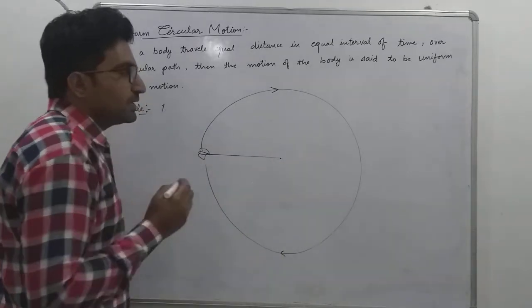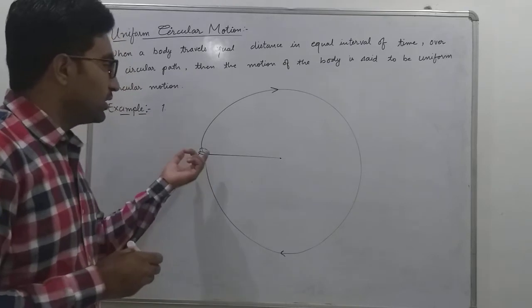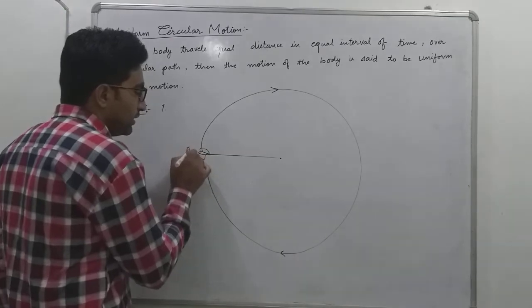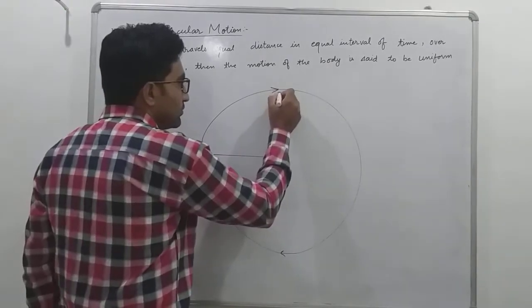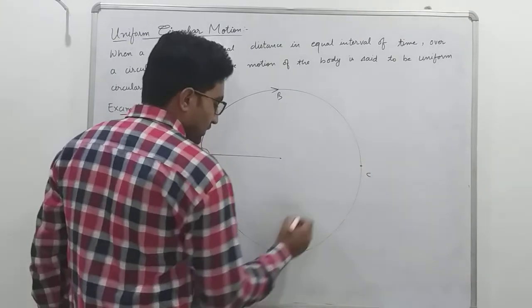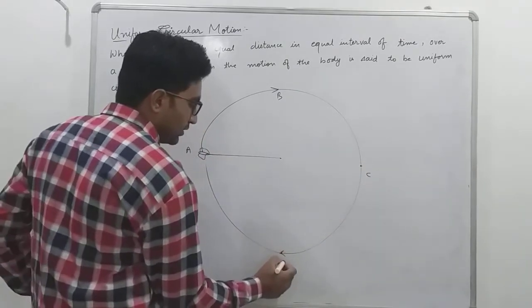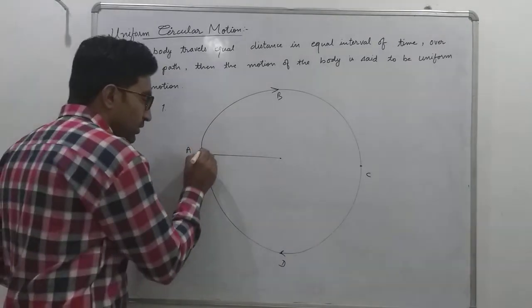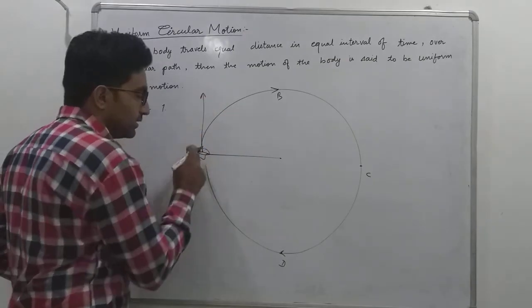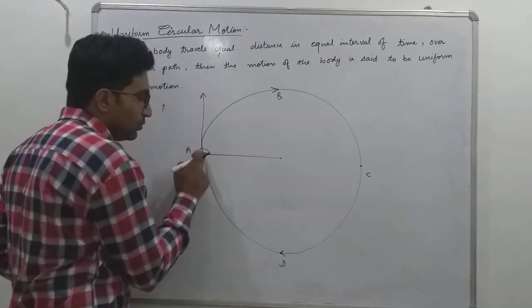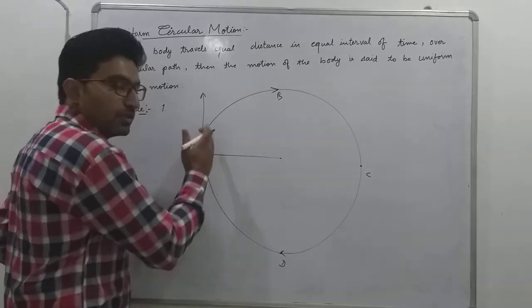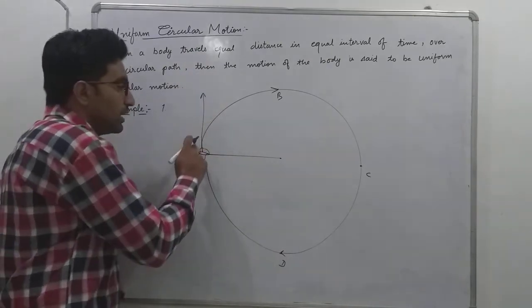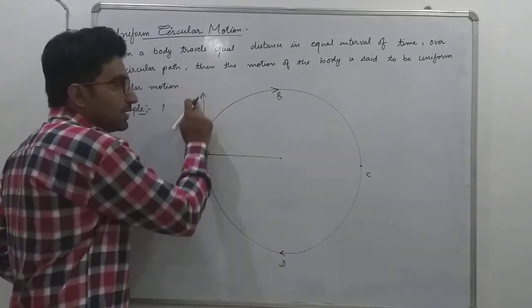Then, if we have to represent the direction of the motion at any point on the circular path, suppose at point A, point B, point C, and point D, we simply draw four tangents at these points. At point A, the direction of motion is along the tangent to the circular boundary, so the tangent can be drawn in this direction.